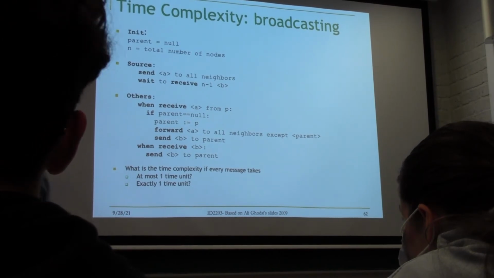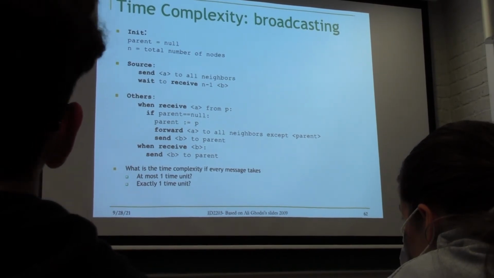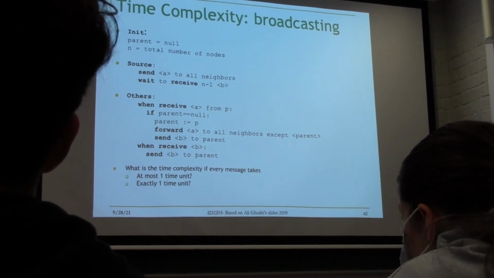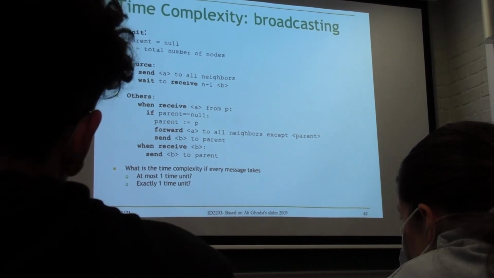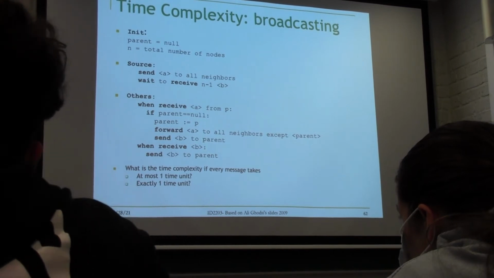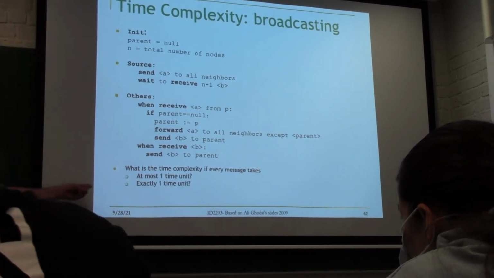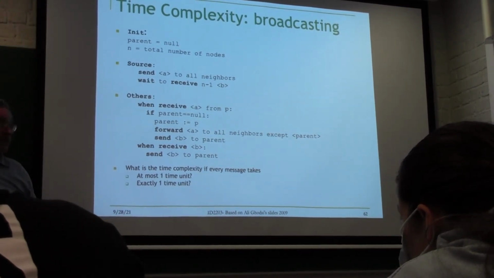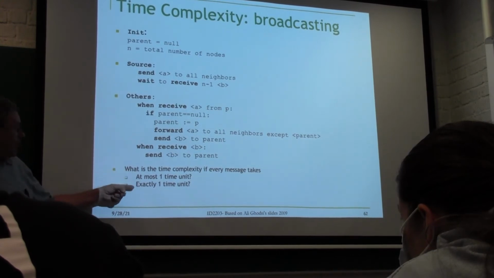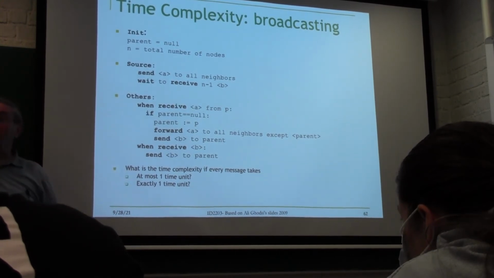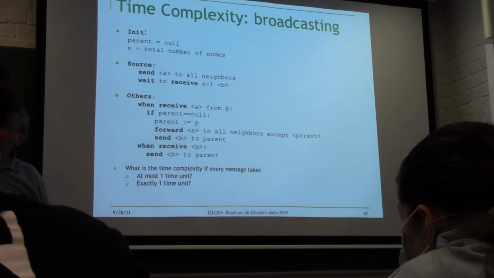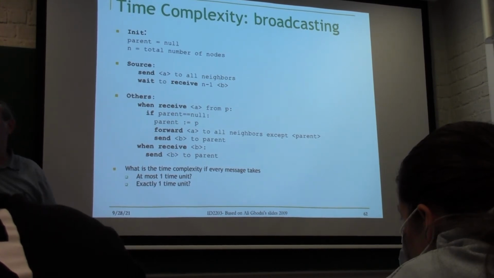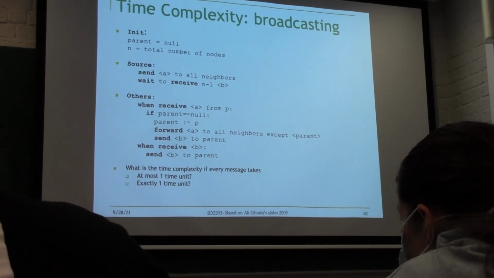And so my question for you is, find me a network, doesn't have to be a very complicated one, an actual network where this at most one complexity is strictly greater than that, so that the algorithm actually slows down if you allow messages to go faster. It's funny, huh? It's a paradox. It slows down because you're allowing messages to go faster. It's amazing, isn't it?